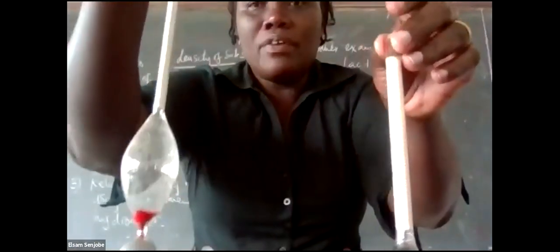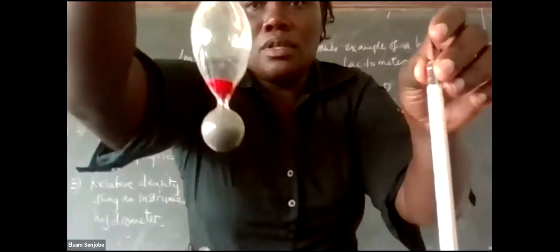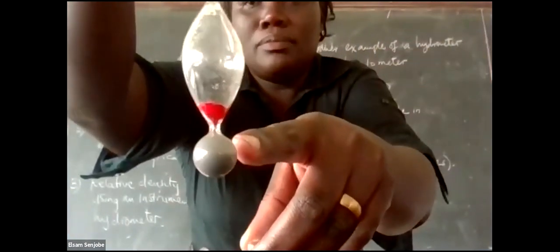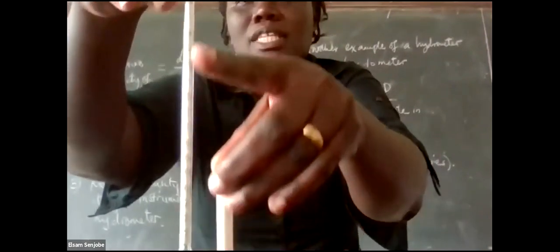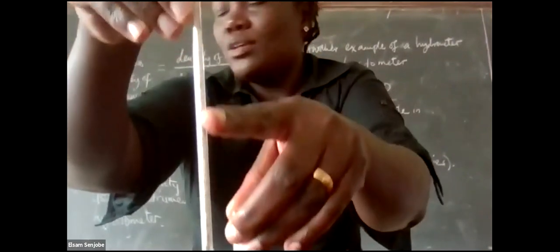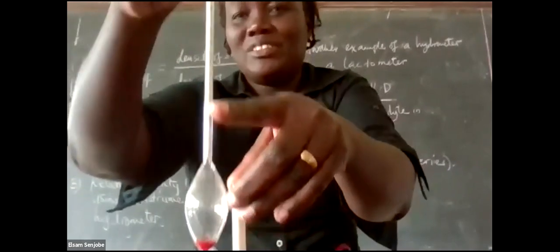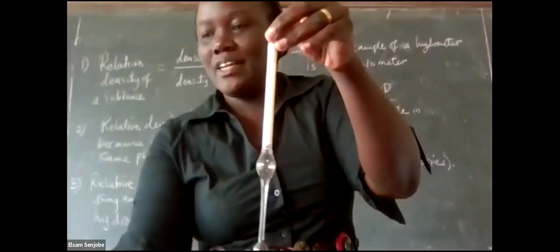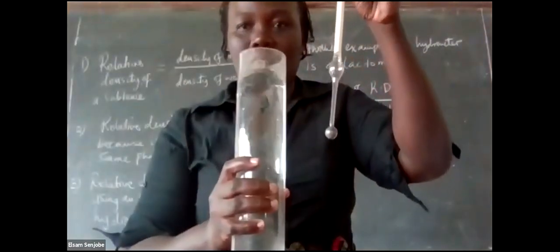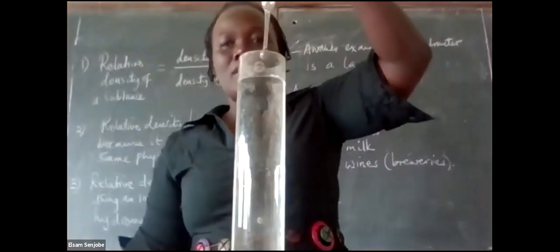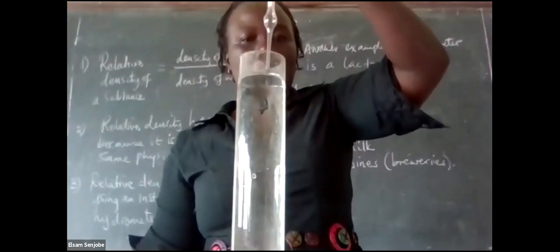Then I also have a different one, a smaller one, but it still has its bulb. And then it also has the stem. The scale is up here. So we've got a container, a large enough container. We're going to measure the relative density of water. So I'm placing my hydrometer.